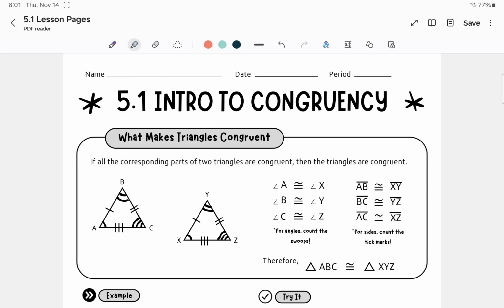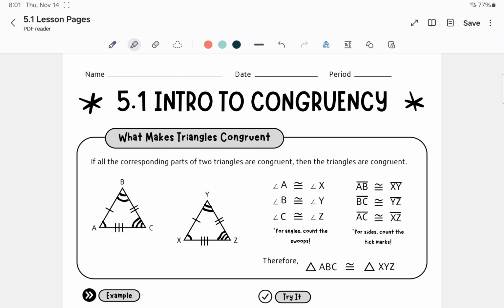Today we're going to talk about what makes triangles congruent and also how to write congruency statements and mark up a diagram. So let's dive in with what makes triangles congruent. Just to remind you what congruent means, it just means same size, same shape. So if all the corresponding parts of two triangles are congruent, then the triangles are congruent.